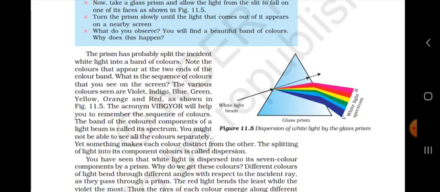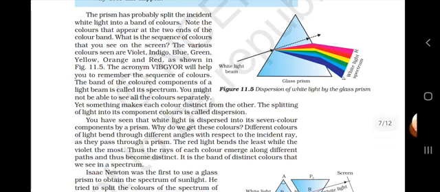Students, you please note these things. The band of the colored components of a light beam is called its spectrum. You might not be able to see all the colors separately, yet something makes each color distinct from the other. The splitting of white light into component colors is called dispersion.